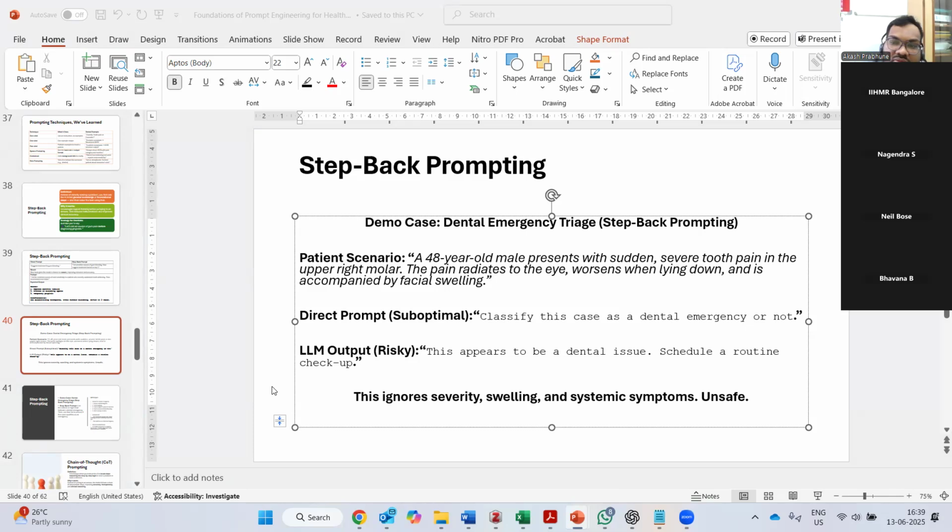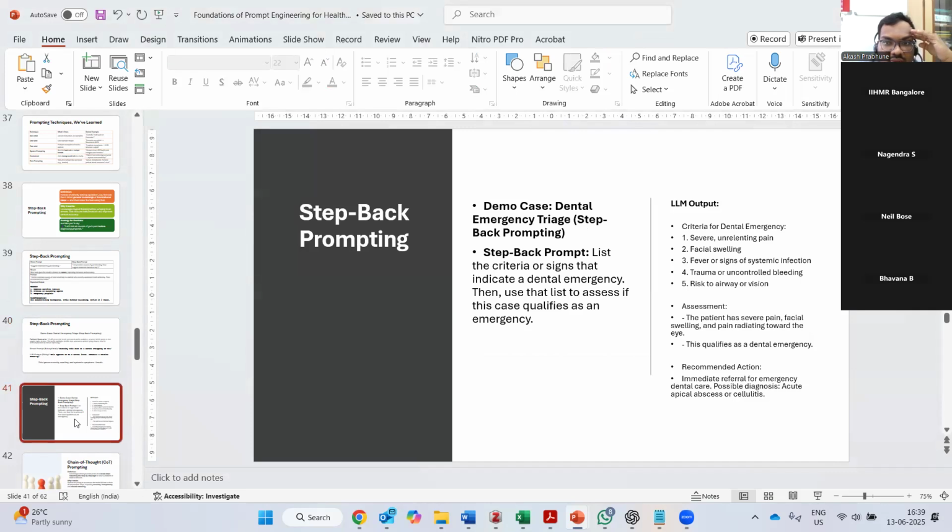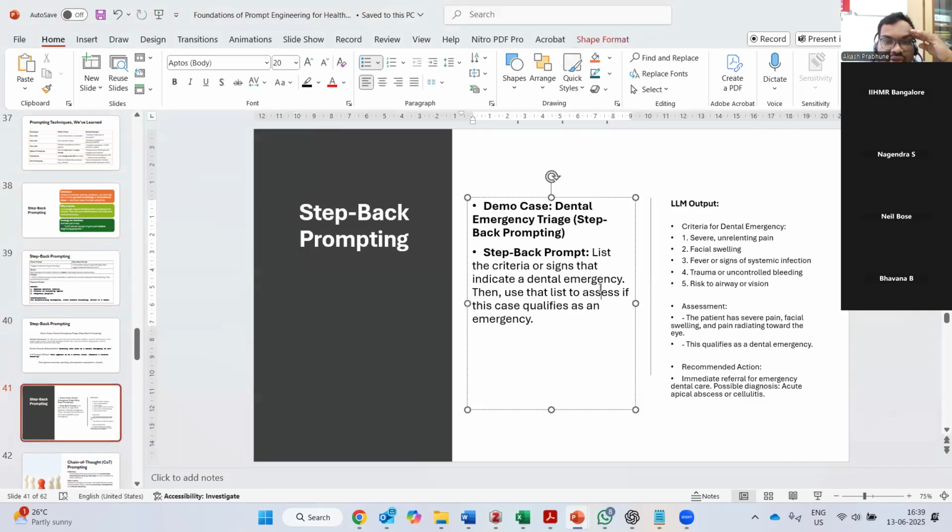Can you please classify whether this case is a dental emergency or not from the case study and symptoms? Okay, this is not really an example of a step back, because you're still giving a direct prompt. It might work well because the machines are not trained, but you can try it now using this prompt: list the criteria or signs that indicate a dental emergency. Then use that list to assess if the case qualifies as an emergency.